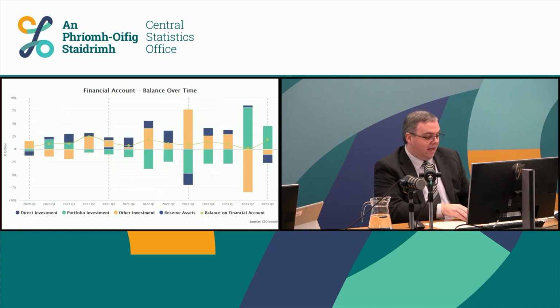Looking at our financial account changes, we have an increase in direct investment abroad of 7.1 billion euros and an increase in direct investment in Ireland of 23.7 billion euros. And these combined give us a net decrease in direct investment of 16.5 billion euros. Portfolio investment net assets have increased by 45.6 billion, while other investment net assets have decreased by 9.7 billion euros.